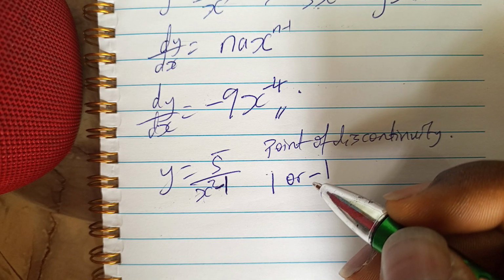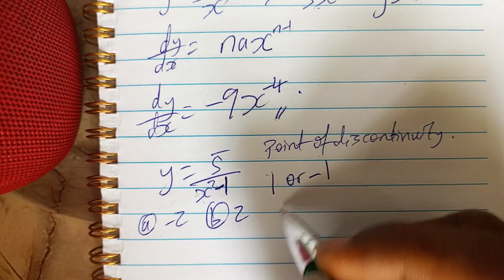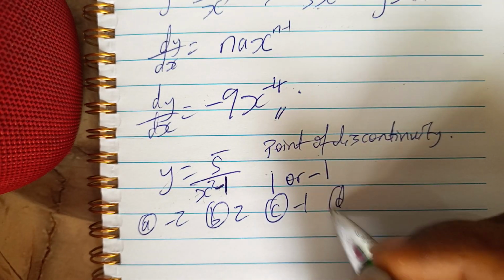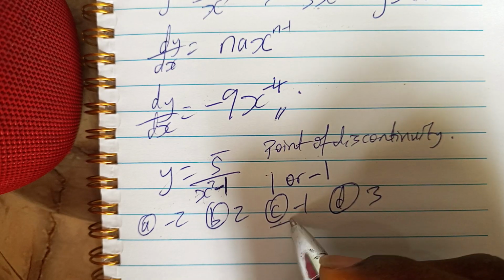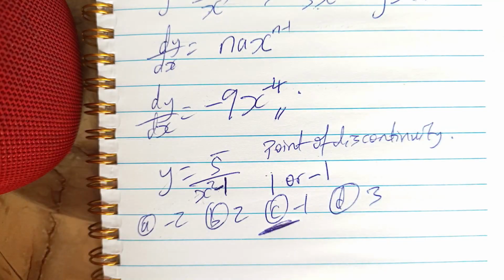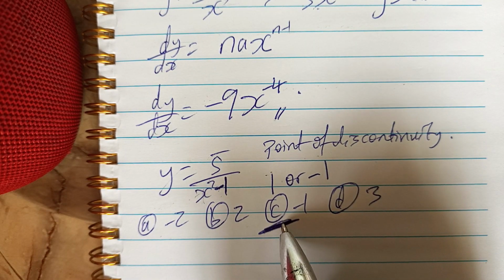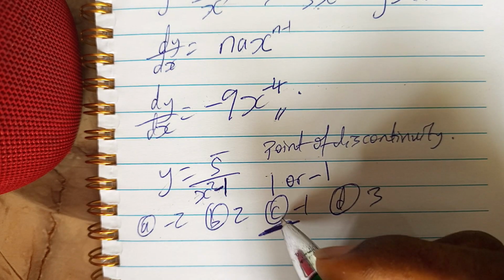But in a case where the options are given, let's say A is equal to minus 2, B is equal to 2, C is equal to minus 1, D is equal to 3, the answer is going to be C. They can't put these two in the same option because both of them will make it discontinuous. So this here is the answer. But assuming this was not negative, it is still the answer.